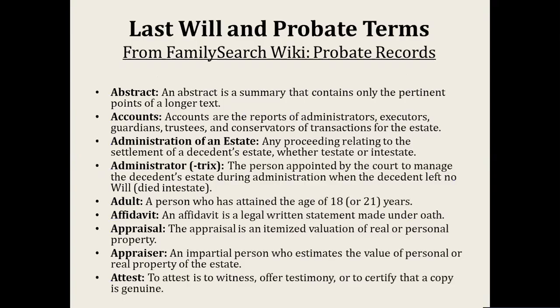So I'm going to go over actually the handout for FamilySearch Wiki, because these are a lot of the terms that you might see in a last will and testament and in the books pertaining to them. So an abstract is a summary that contains only the pertinent details of a longer text. So you might often find books that are abstracts of court records. Their main purpose is to just pull out the names, the date, and what the document is pertaining to.